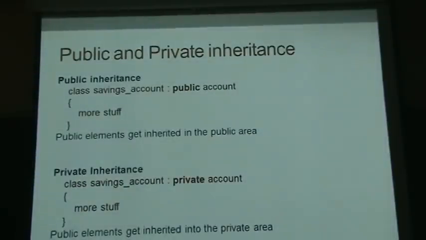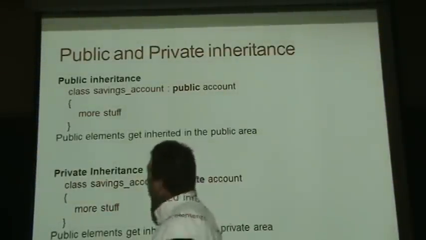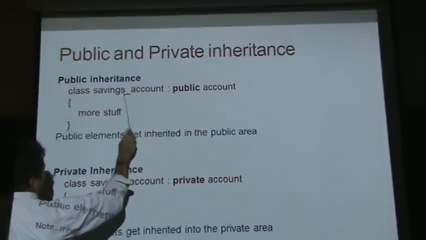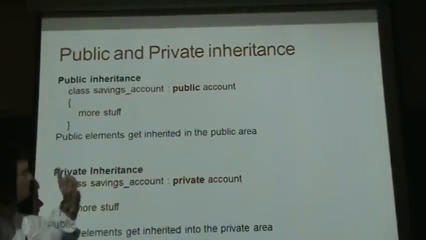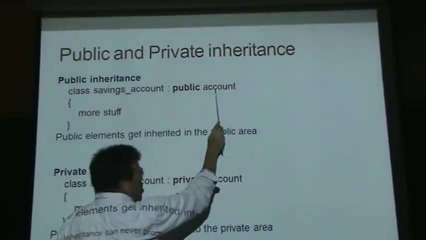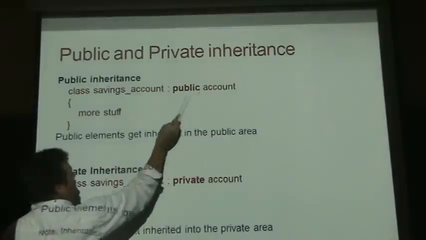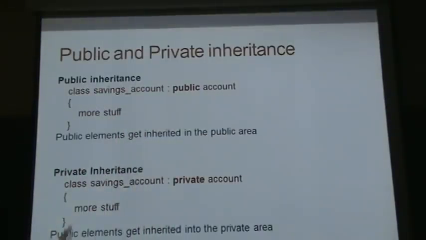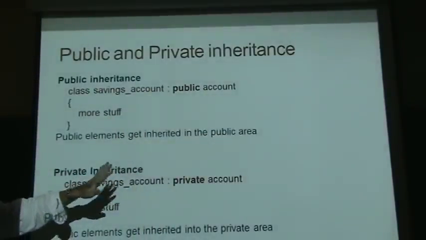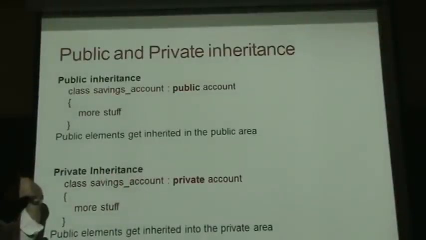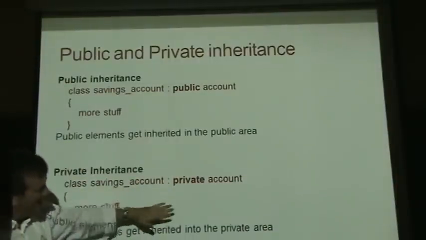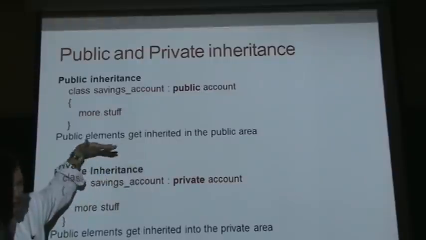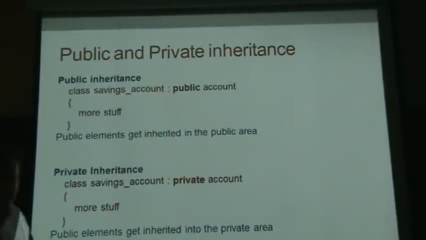So going back to this example, what we're saying here is I want to create savings account, and I'm inheriting it publicly. And what this really means is the public data and methods from account get copied into the public section of savings account. The protected fields get copied into the protected section, and the private ones don't get inherited. And if you do it privately, you're forcing demotions. Anything that is less restricted than private gets pushed into private, and everything else is the same.